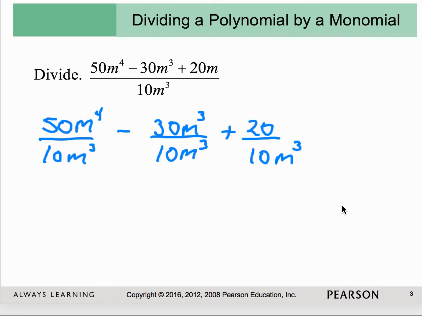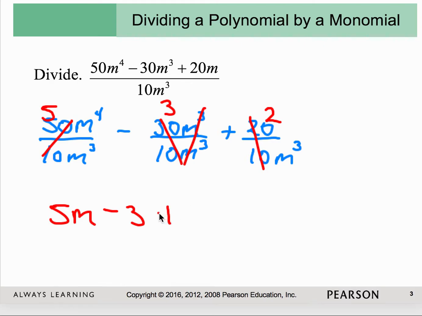Okay, 50 divided by 10, that's 5. M fourth divided by m cubed is just an m. 30 divided by 10, 3, so there's a minus 3. And m cubed divided by m cubed, anything divided by itself is 1. 20 divided by 10 is 2. And there's not any m's, so that m cubed stays where it's at. It doesn't simplify any.